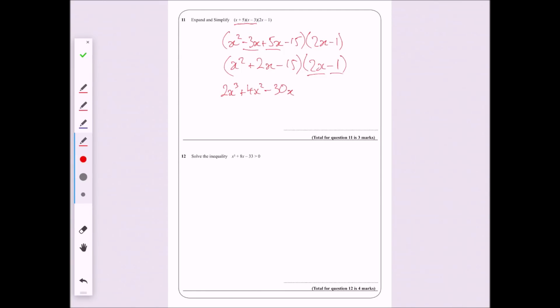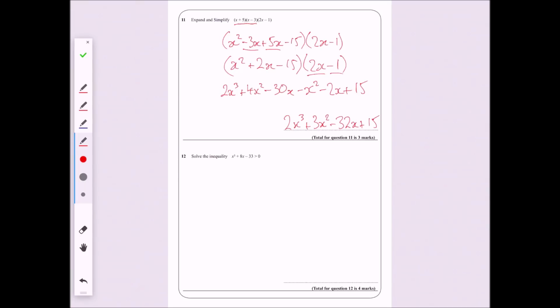I'm then going to times everything through by minus 1. So that would be minus x squared, minus 2x, and plus 15, because a negative times a negative is a positive. And then simplifying all that through, we've got 2x cubed, we've got 3x squared, we've got minus 32x, and we've got a plus 15 on the end.